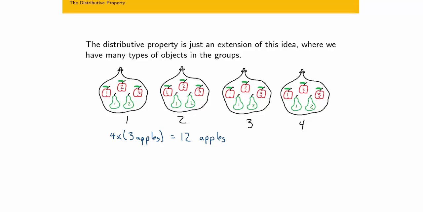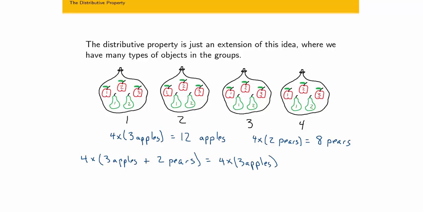Now let's look at the pears. We have 4 groups of 2 pears, which means we have 4 times 2 pears, or 8 pears. The idea of looking at each object separately is the foundation of the distributive property. Mathematically, we could write it like this. 4 times 3 apples plus 2 pears is equal to 4 times 3 apples plus 4 times 2 pears.